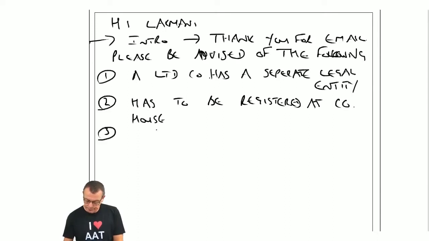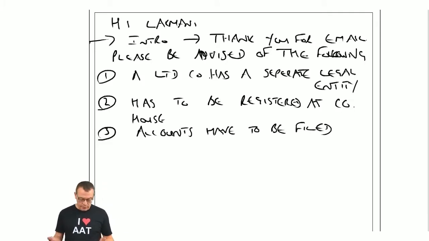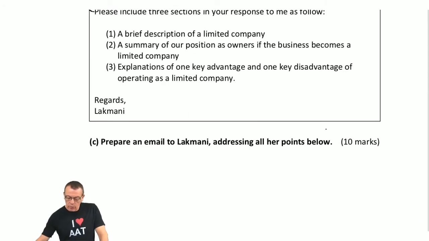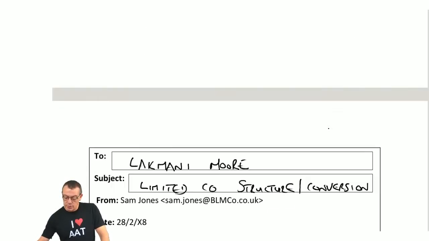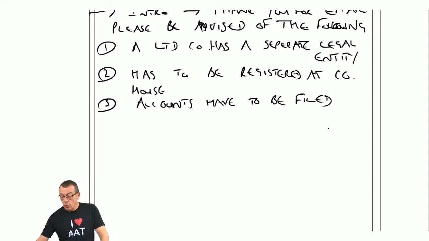3, accounts have to be filed here. So there's 3 differences already with filing requirements, registration, and it's a separate legal entity. So let's scan back up and see what else. I'm constantly going to try and refer to the question here. What about the position of owners as the business becomes limited? Now this is an important sort of distinction between a limited company and a sole trader or a partnership.